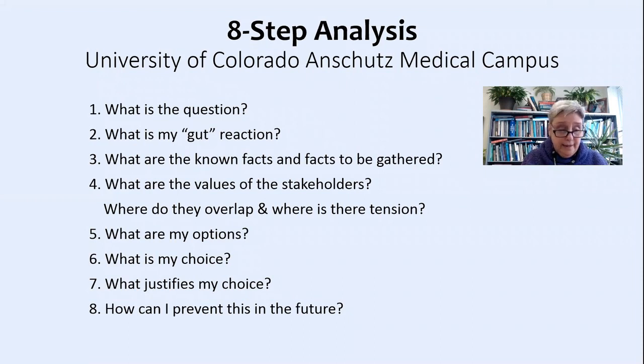The ethical analysis consists of identifying all the stakeholders, describing their values, and looking for where they overlap or are in tension. Options are identified, a choice is made, and justified. Then attention is paid to whether and how this issue could have been prevented in the future. So let's get started. Step 1, identify the ethical questions.